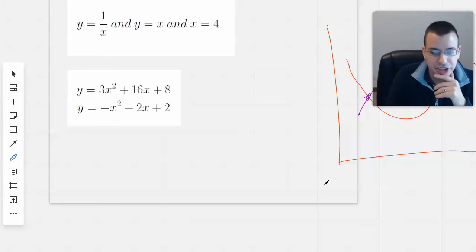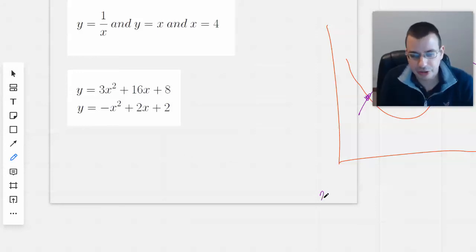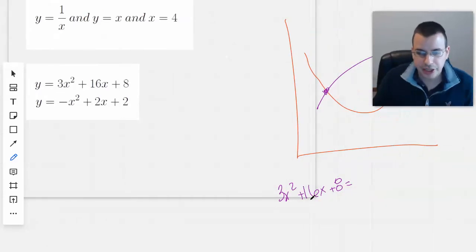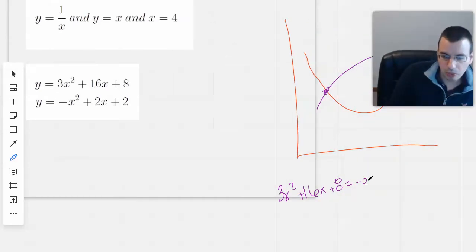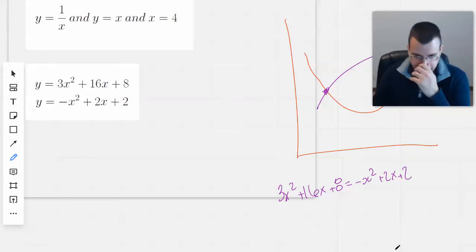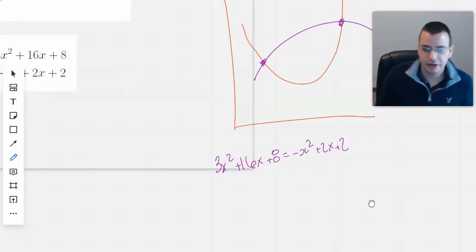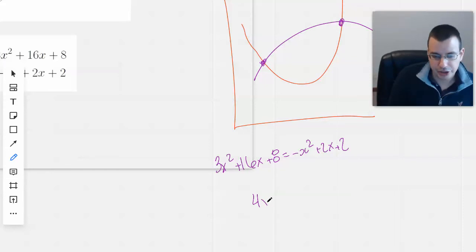So setting the equations equal to each other to find their intercept points, we'll have 3x squared plus 16x plus 8 equals negative x squared plus 2x plus 2. And then moving everything over to one side, we have 4x squared plus 14x plus 6 equals 0.